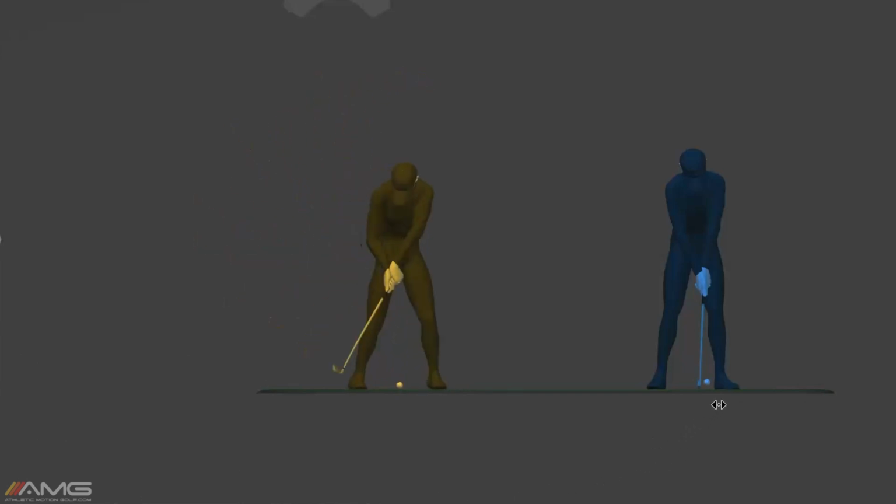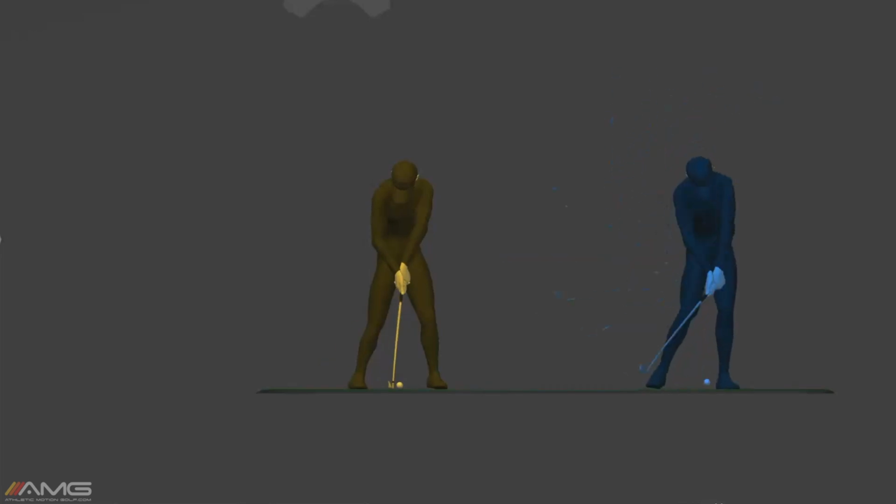You can see him adding loft through impact, really no dynamic movement to the lower body at all. And let's look at the professional from face on. So, totally different look to the impact position, de-lofting the club slightly, a lot more dynamic movement to the lower body. So let's go from down the line.